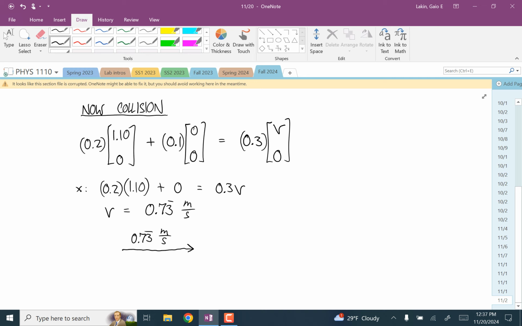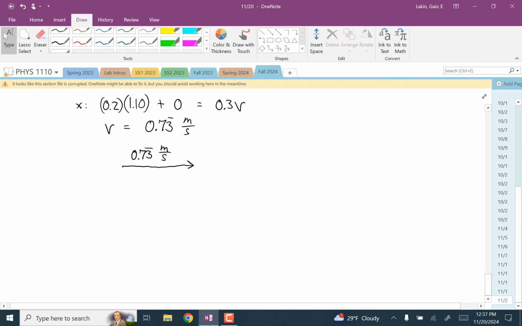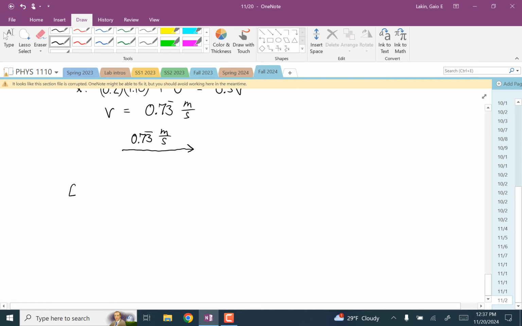Any questions about that? Okay, let's do one more. This is a good one because it's actually like a practical thing that used to be used. So this is called a ballistic pendulum.